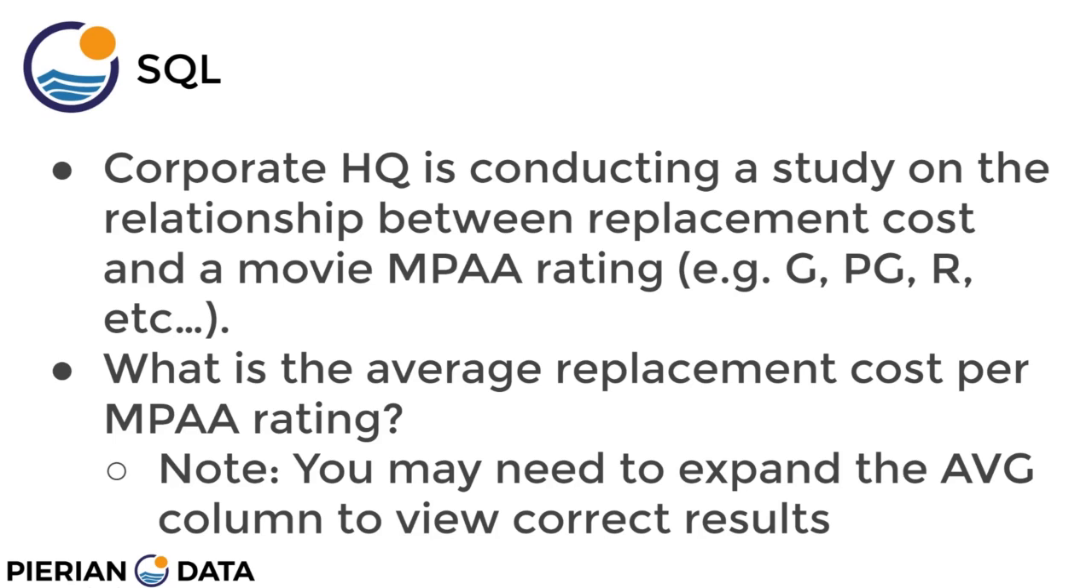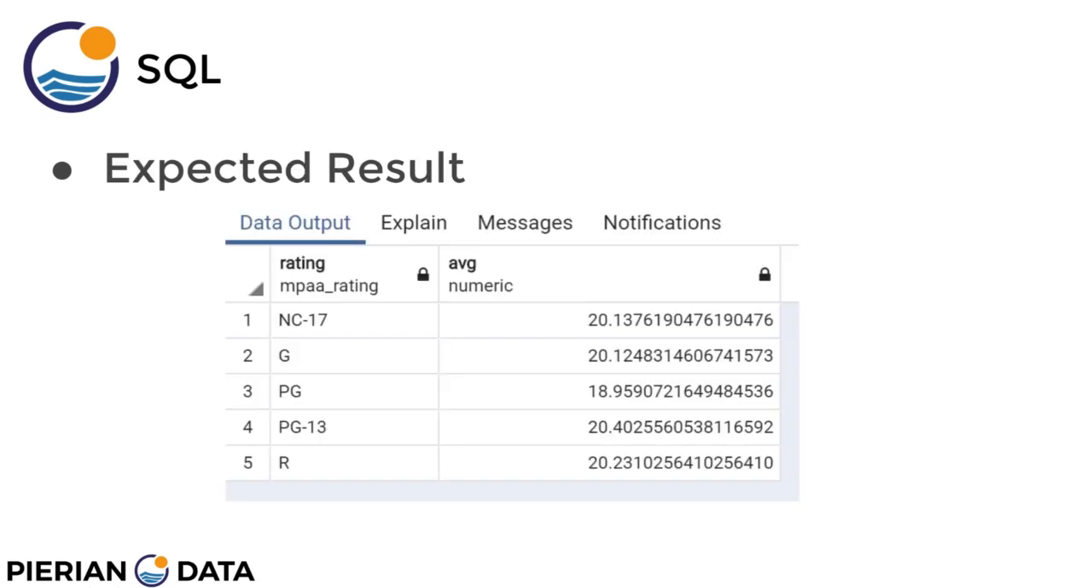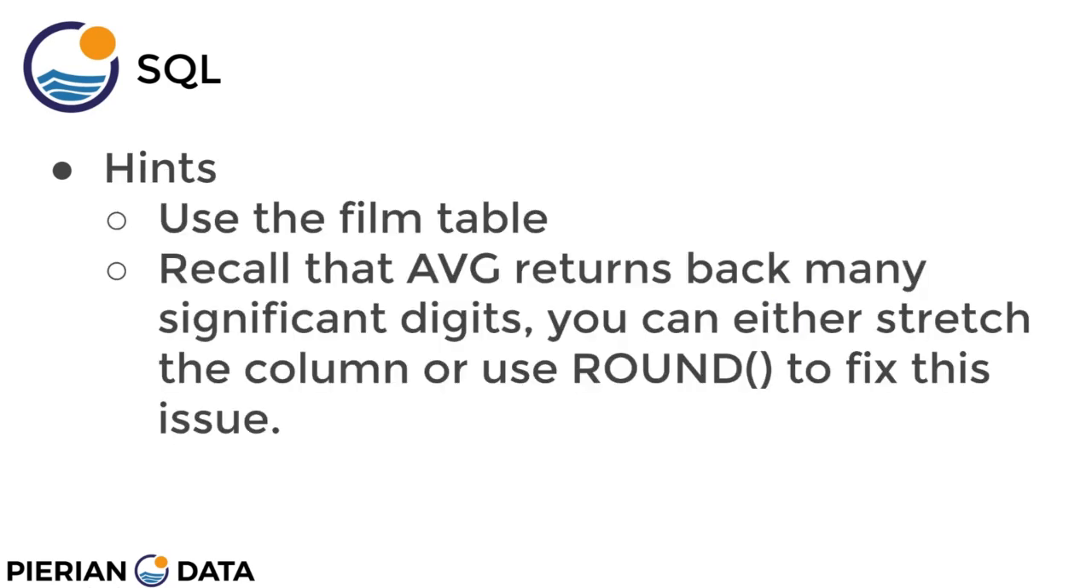Okay, here comes the expected result. So the expected result should look something like this. We have a rating, and then its associated average replacement cost per rating. Here comes some hints. The hint is to use the film table and to also recall that average returns back many significant digits, so you can either stretch out the column as you just saw, or you can use the round function to fix this issue.